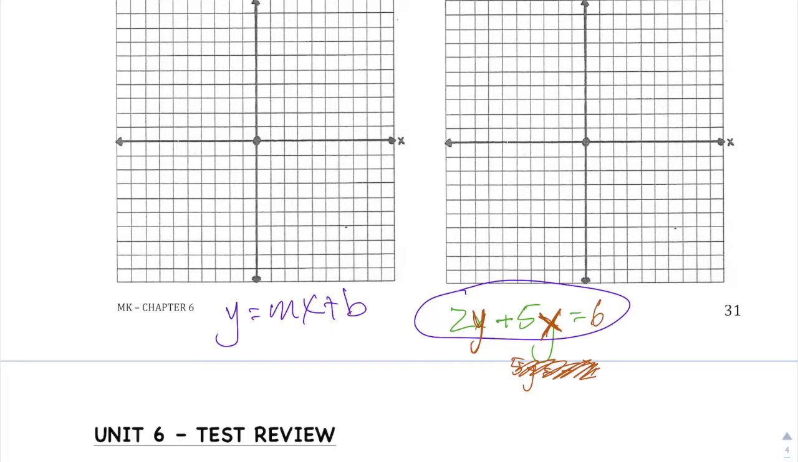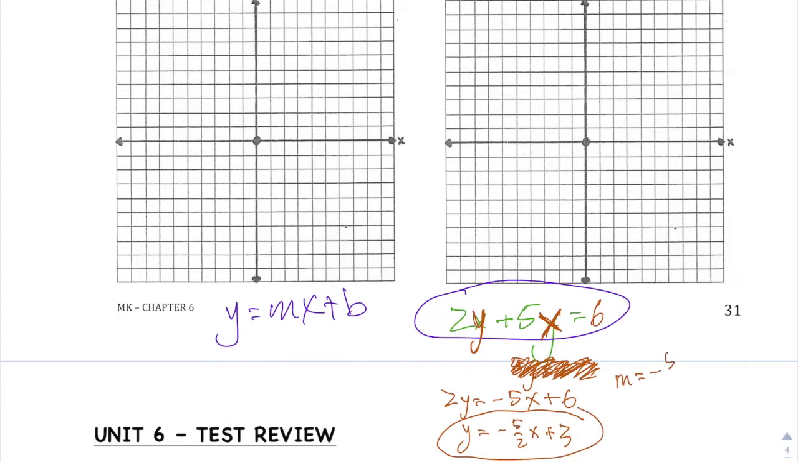Okay? So you're going to get the x's on the other side. So we have 2y equals negative 5x plus 6, by subtracting 5x from both sides. Next, we divide by 2 to isolate the y. So we have y equals negative 5 halves x plus 3. Why 3? Because everything on the right side needs to be divided by 2. All we have to do now is graph that.